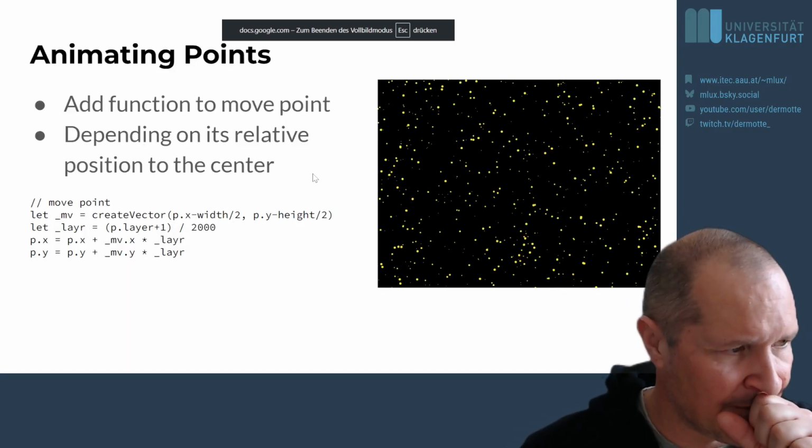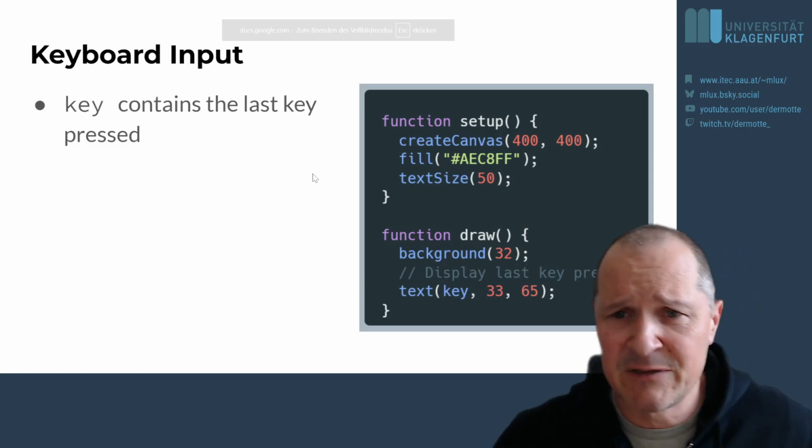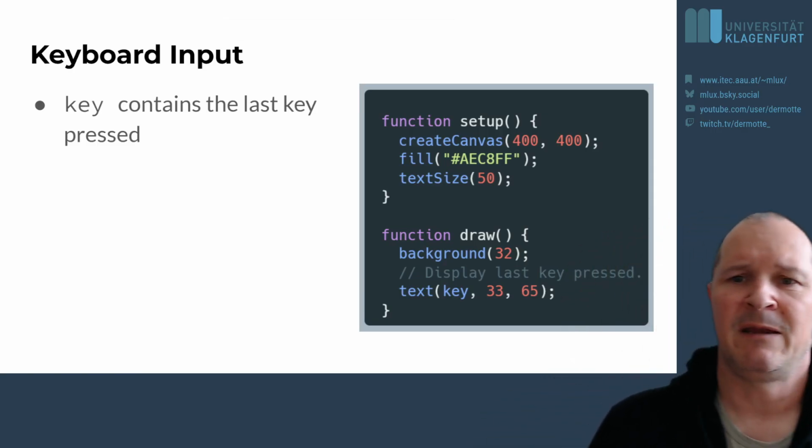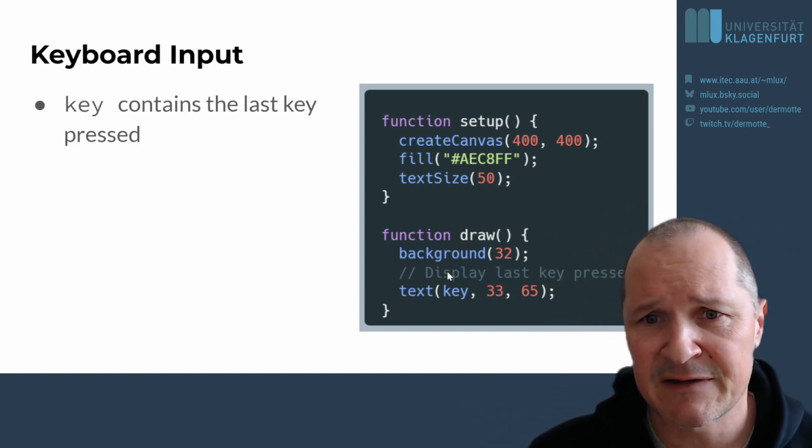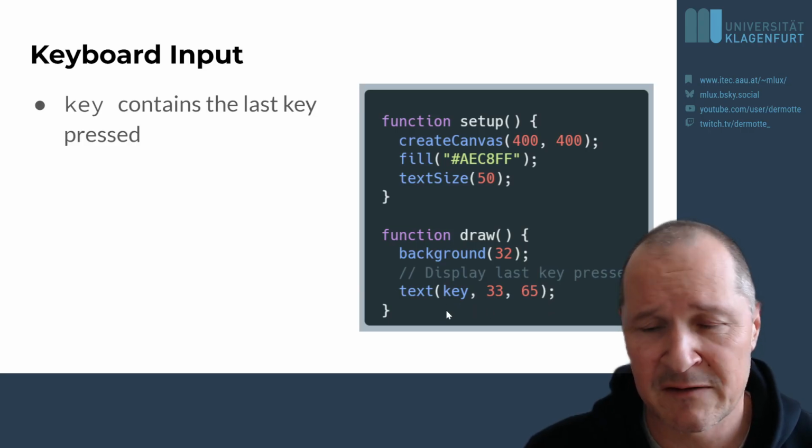Okay. What else can we do? Of course, we can use mouse and keyboard input. So that's also quite nice. Key gives us the last pressed key, and text prints text on the screen.